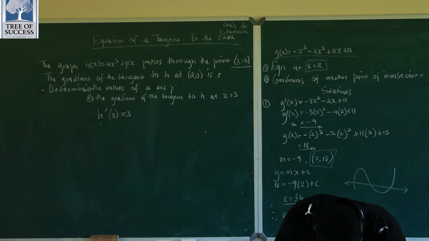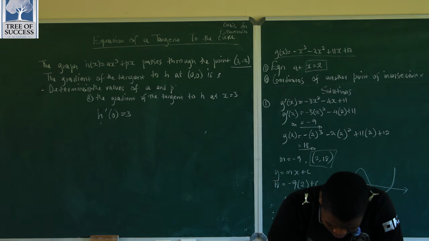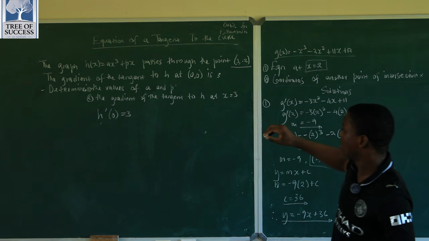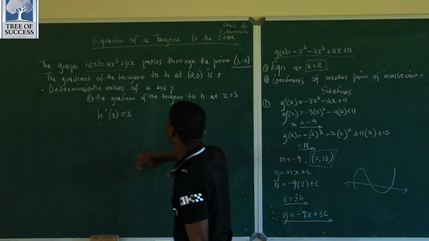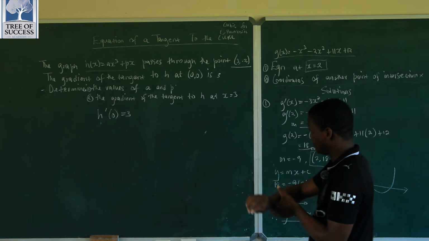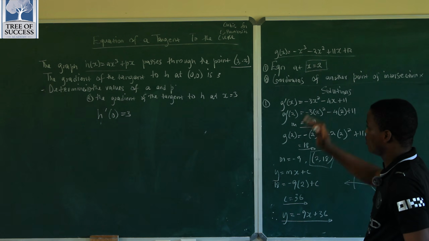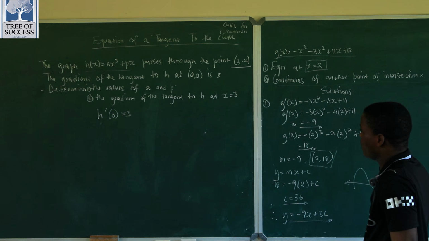So let us continue here: determine the value of a and p, right? So now we want a and p. We are given the equation of h, the curve here. We are not given the so-called equation of a tangent. So determine the values of a and p.